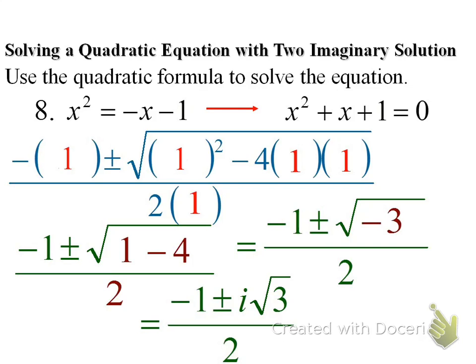The square root of negative 3, we can't simplify the 3 part, but we can take care of the negative part. Remember, a negative under the square root just makes it an i. So we have negative 1 plus or minus i times the square root of 3 all over 2. That's all we can do with this one. Nothing simplifies. So we are good to go. What are your questions?